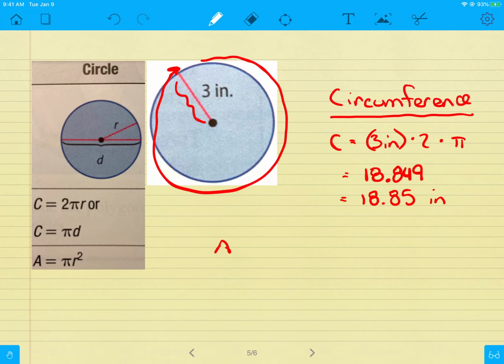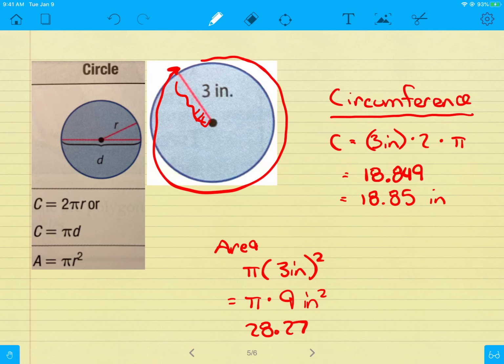Now, area. Area is how many little square tiles fit on the surface of that object. I know it's circular, but you can still fit square tiles on the inside. And you take pi times the radius squared. In my case, my radius is 3 inches, and we have to square it. So squaring it means you take it times itself. So 3 times 3 is 9 inches squared. And then you're going to take it times pi. So the pi button times 9, I'm getting 28.27 if I want to round it. And that's square inches or inches squared, however you want to label it. Again, that's how many square tiles fit in the object.